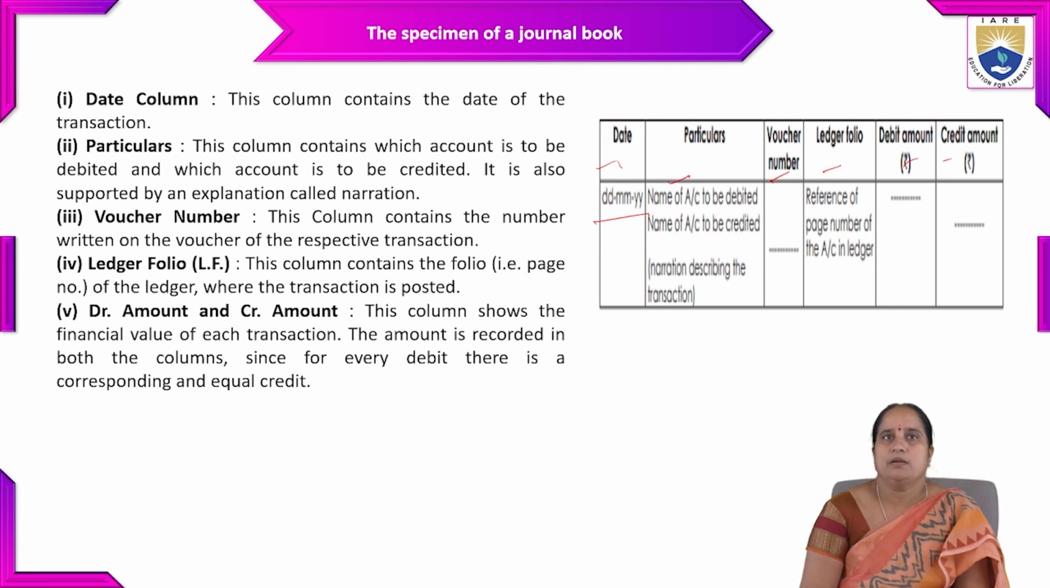And fourth one, ledger folio. This column contains the folio, means page number, of the ledger where the transaction is posted. And the next column is debit amount and credit amount. This column shows the financial value of each transaction. The amount is recorded in both the columns since for every debit there is a corresponding and equal credit.